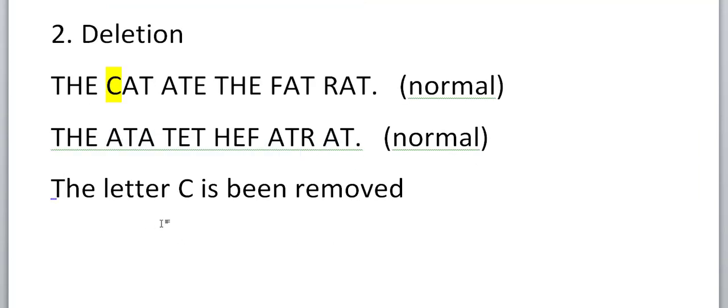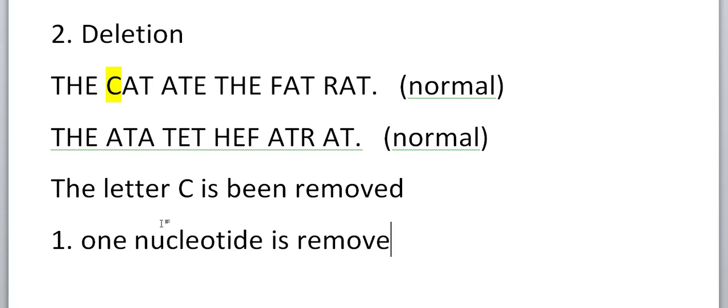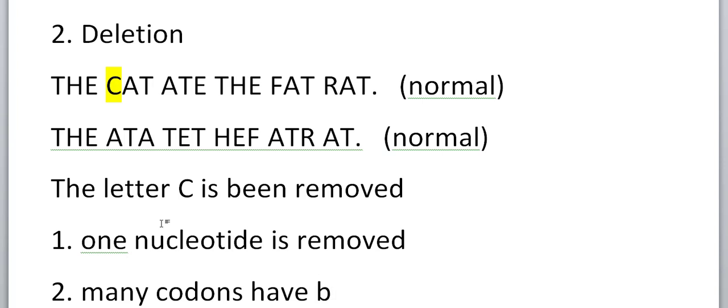Characteristic of the deletion: one nucleotide is deleted or removed. Many codons have been changed.